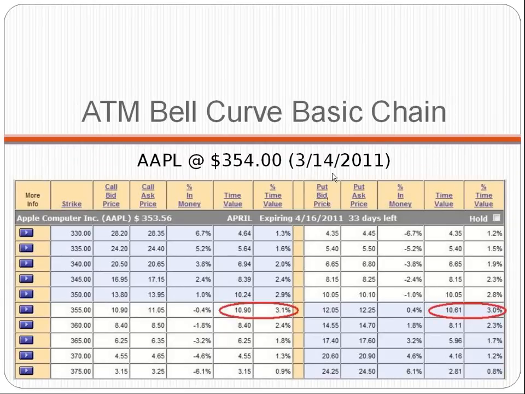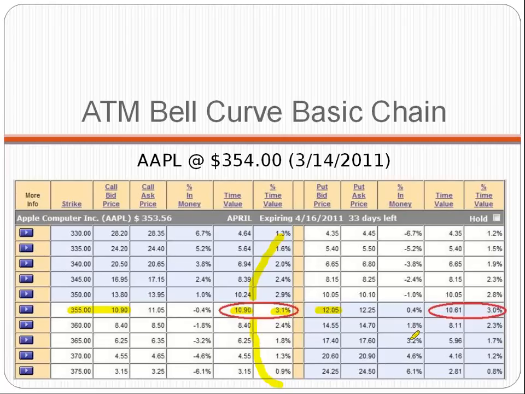And here's just a quick historical view of Apple when it was trading at $354 on March 14th, 2011. On the 1 month out chain, you see the at the money 355 strike. We have a time value of 1090 monetarily, or 3.1%. As we go deeper in the money on the calls, the time value decreases. And as we go further out of the money, the time value decreases as well. Same on the put side.